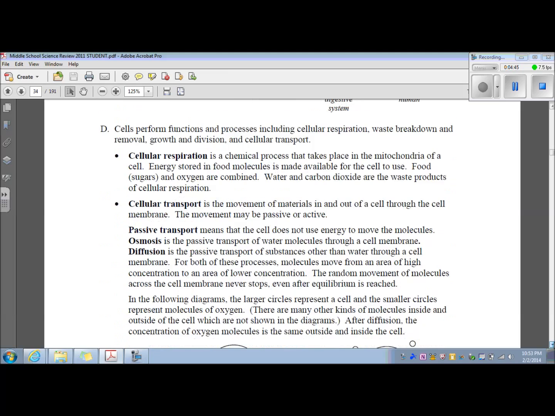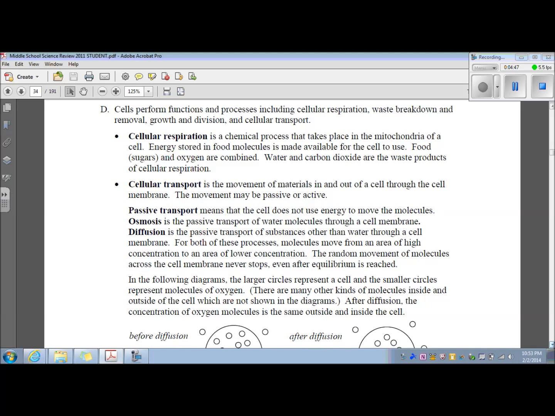Section D. Cells perform functions and processes including cellular respiration, waste breakdown and removal, growth and division, and cellular transport. Cellular respiration is a chemical process that takes place in the mitochondria of a cell. Energy stored in food molecules is made available for the cells to use. Food such as sugars and oxygen are combined. Water and carbon dioxide are the waste products of cellular respiration.